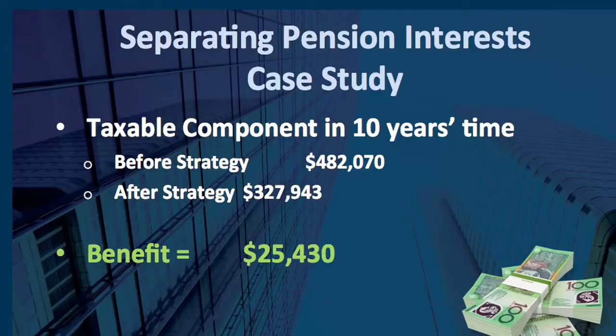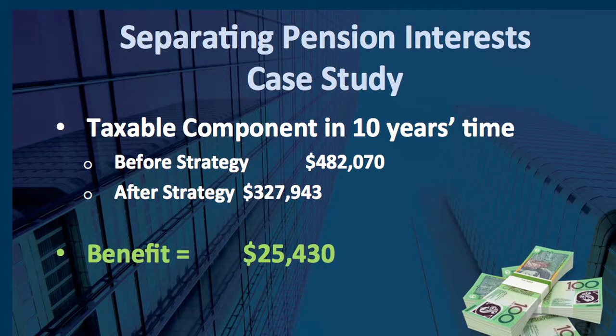Now in terms of the benefit, we're going to once again look over a longer time frame to see what benefit this does actually provide. Now that taxable component that I talked about prior to undertaking this strategy would be around $480,000 for Bill. After initiating this strategy, we've managed to increase the tax-free component. So the taxable component would reduce, which is a good thing, down to around $327,000.